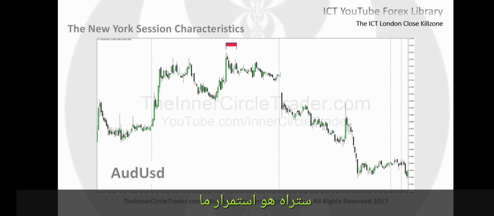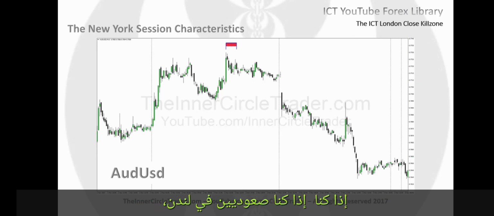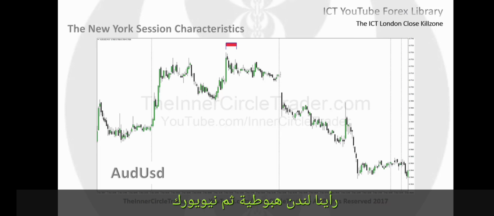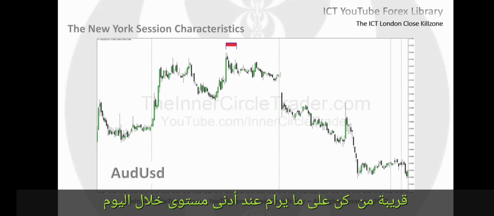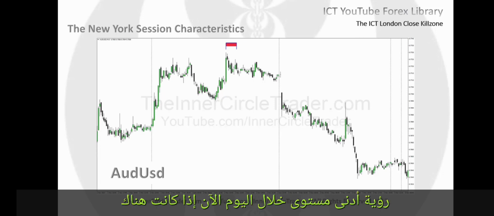Typically what you'll see is the continuation of what's seen in London overnight. And that would be, if we're bullish in London, we would expect to see New York continue moving bullishly as well, and then London close be the high of the day. If we're bearish and we've seen London bearish, then New York bearish, we're going to be looking for London close to be the low of the day. Okay, between 10 o'clock and noon, we'll expect to see the low of the day form.